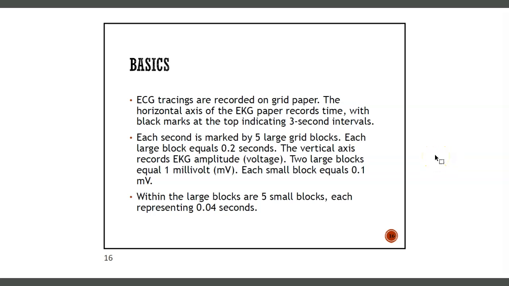So again, the EKG tracings are recorded on a grid paper. The horizontal axis of the EKG paper records time, with black marks at the top indicating the 3-second interval, while each second is marked by the 5 large grid blocks. Each large block equals 0.2 seconds, which I showed you earlier. And then the vertical axis records EKG amplitude or voltage. So 2 large blocks equal 1 millivolt, and each small block equals 0.1 millivolt. Within the large blocks are 5 small blocks, each representing 0.04 seconds.